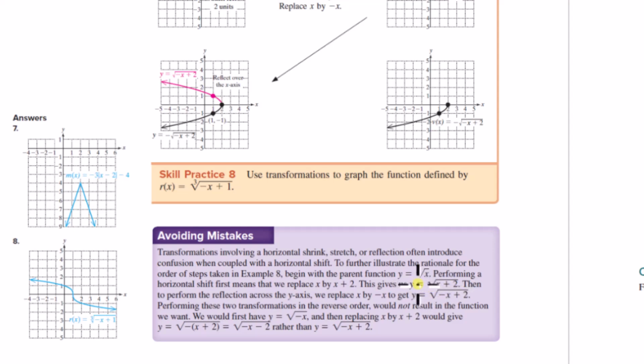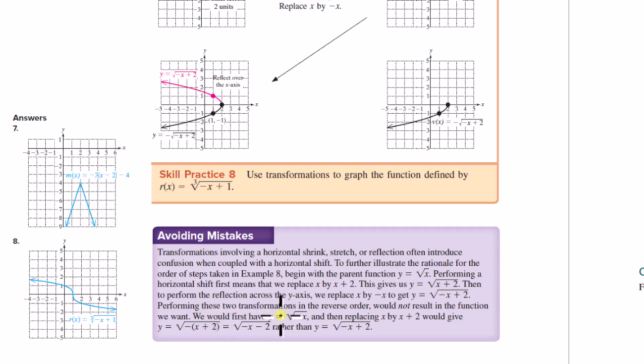The parent function is y equals the square root of x. Then to perform the reflection across the y-axis, we replace x by minus x to get y is equal to the square root of minus x plus 2. So we apply the reflection, right? We put a minus sign in front of all the x values to reflect across the y-axis. Now, what if we performed those in the reverse order? What we just did here worked. We shifted it 2 units and then reflected it.